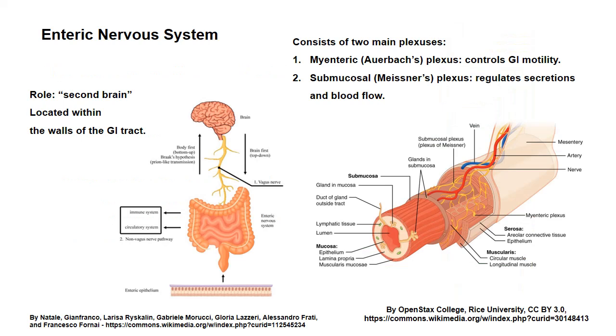Enteric nervous system, known as the second brain, it controls the gastrointestinal system's motility, secretions, and blood flow. Located within the walls of the GI tract, it consists of two main plexuses: myenteric or Auerbach's plexus, which controls GI motility, and submucosal or Meissner's plexus, that regulates secretion and blood flow. This system can operate independently but is modulated by sympathetic and parasympathetic inputs.